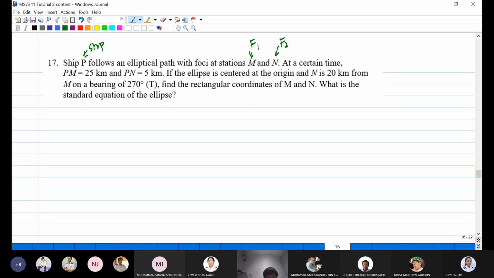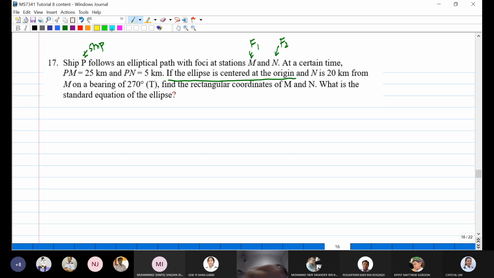So PM is 25, PN is 5. So that gives you some information there. The center and origin: the center of the ellipse is the origin, so don't need to worry. Our ellipse, our center is the origin here. And then the key thing now: how do you figure out all these things?